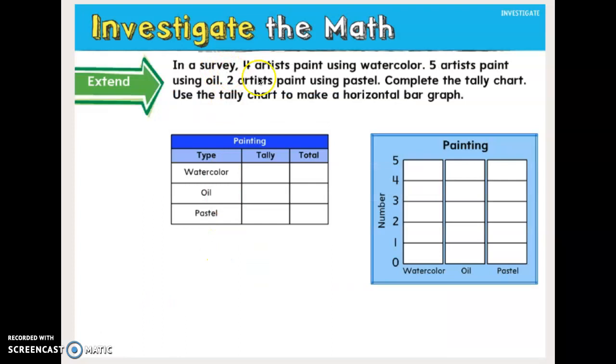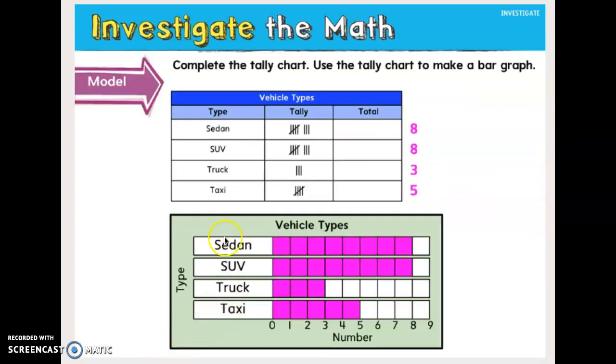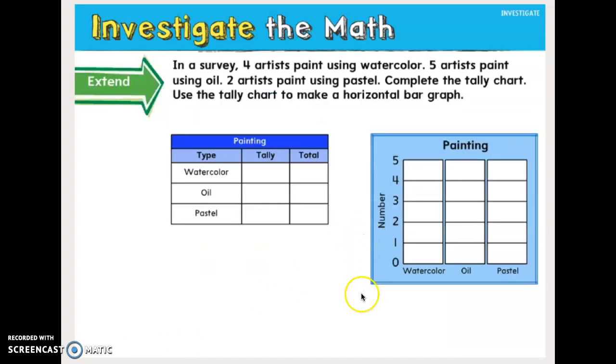Now in this one, it says use the tally chart to make a horizontal bar graph. So in this one, the label that we're using for our survey or our graph goes across the bottom, or across the horizon. So this is a horizontal bar graph. Whereas in our last example, the different categories were stacked on top of each other, so that is a vertical bar graph. They can be written both ways. There is not one that's better or worse. They both work great. So for this one, we have to fill in the tally marks and write the totals.